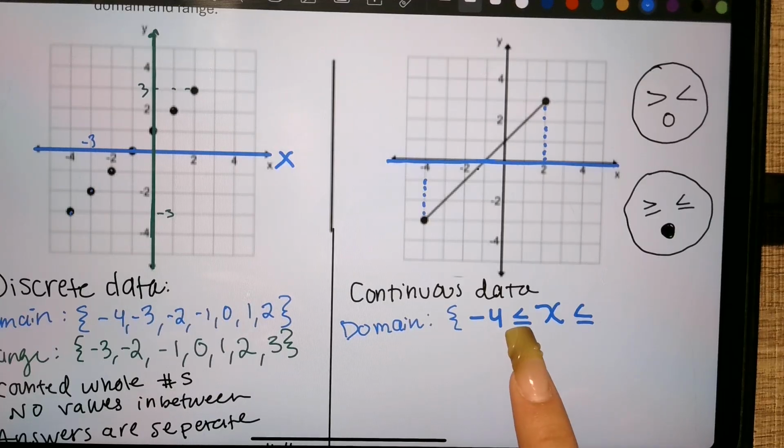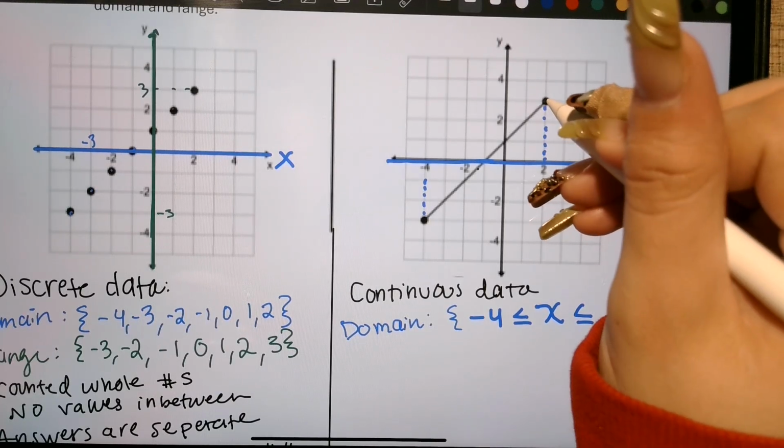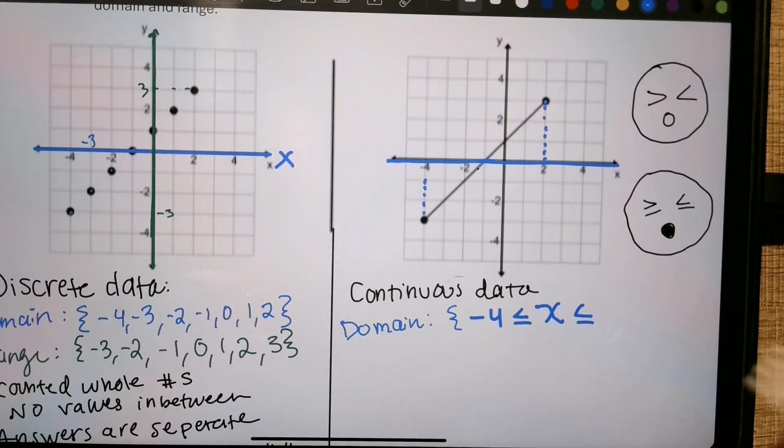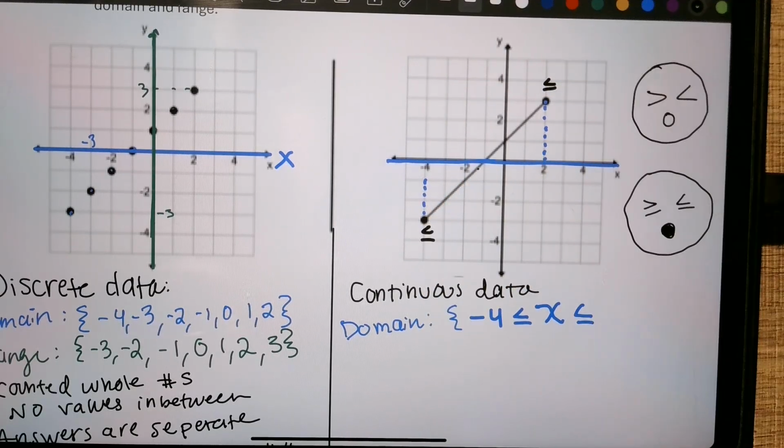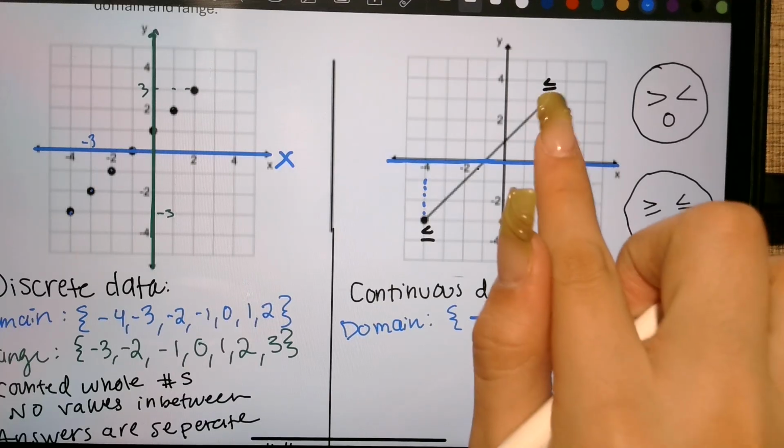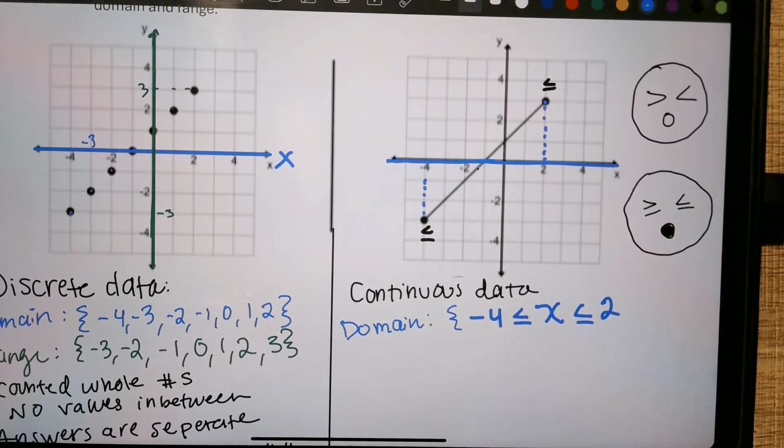So -4 is less than or equal to x, is less than or equal to 2, also less than or equal to, because we have another closed circle up here. And I'll go ahead and put that there so that you know where I got that from. And 2. So that would be our domain.